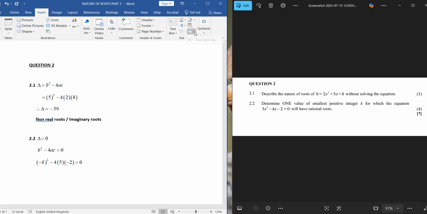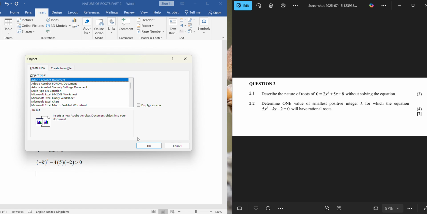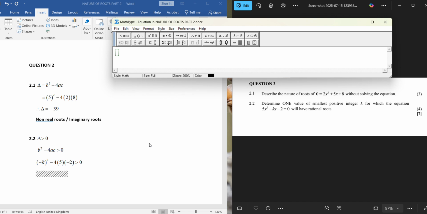Then let us simplify that. From open bracket, negative k squared, the answer will be positive k squared because of the square outside. Positive k squared. Then we must punch everything that we see here on the calculator: minus 4, open bracket 5, close bracket, negative 2, close bracket, equals. Then we have minus 40, still greater than 0.